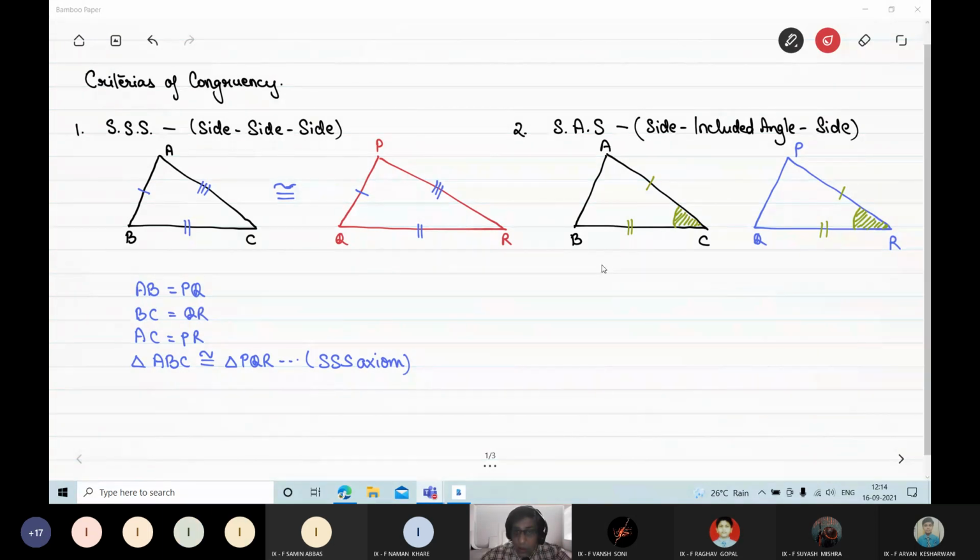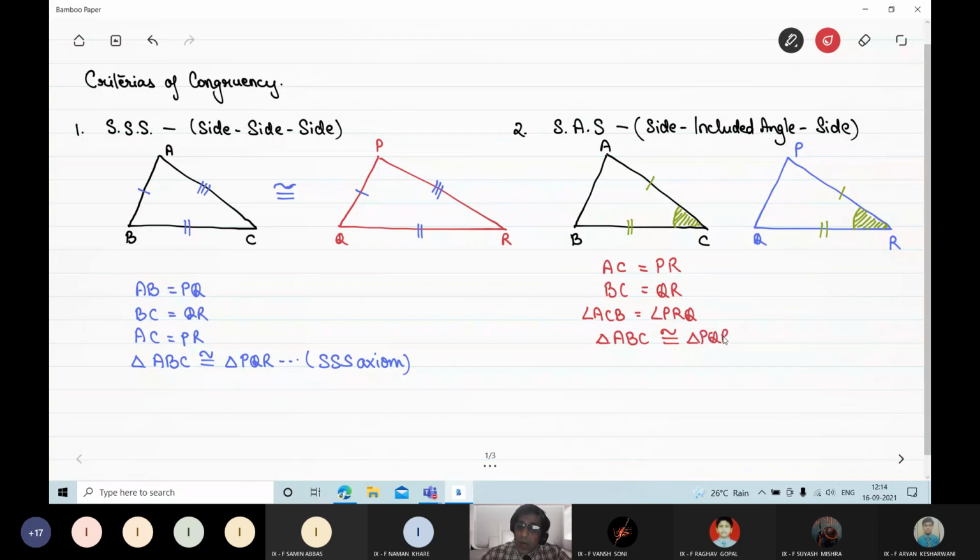Okay. So only when two corresponding sides are equal and the included angle is equal, that means angle ACB is equal to angle PRQ, only then can you say that triangle ABC will be congruent to triangle PQR, and this will be congruent by side included angle side axiom. Is this clear?